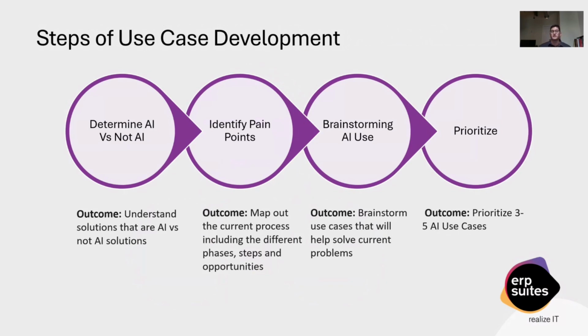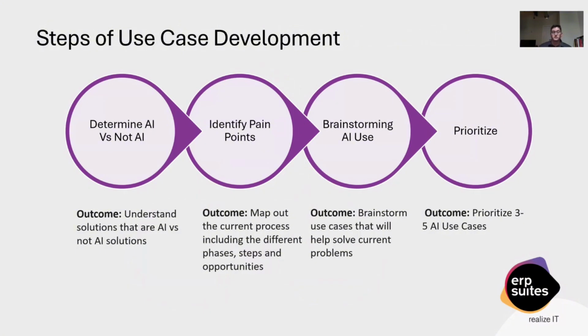The second one is identifying pain points in your business, and what that stems from is mapping out the current processes and truly understanding them at their different phases and steps. What are the opportunities? What are the pain points inside of those processes? Probably one of the most important things is understanding the processes so we can implement an AI solution more effectively and really understand what problems we are trying to solve.